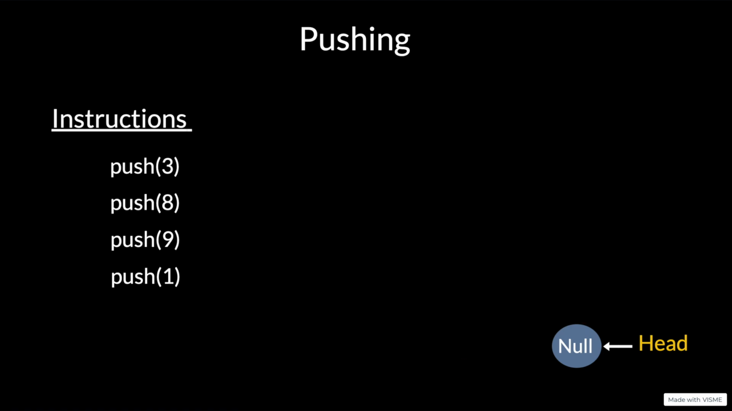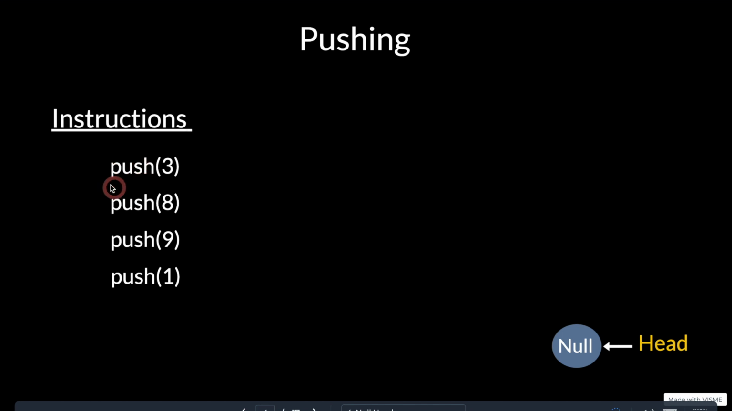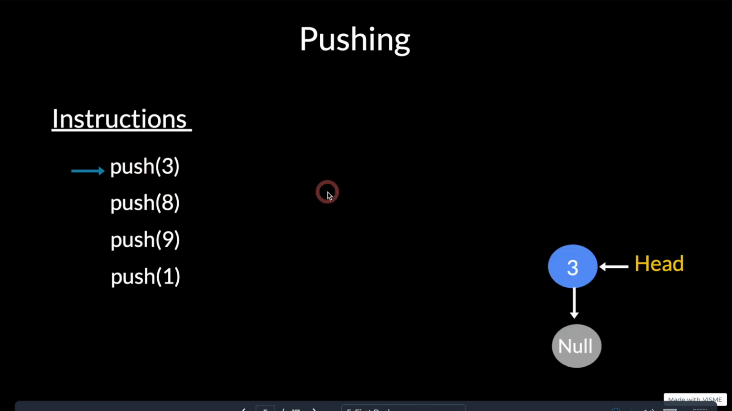Now, let us push the first element over here onto the stack. So, like this. Now, the first thing that we're going to do is to create this new node over here, right? And ensure that the head pointer points to the new node. Okay, so the element at the top of the stack will always be the element at the head node.